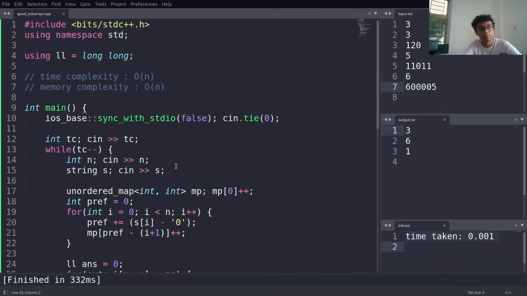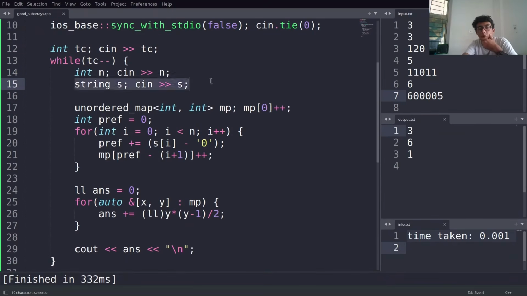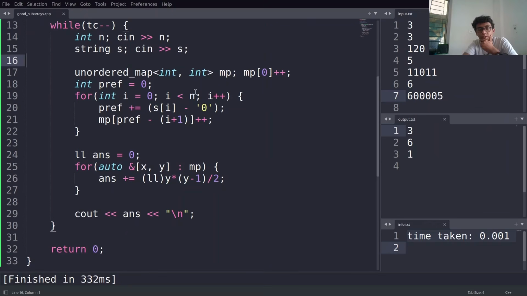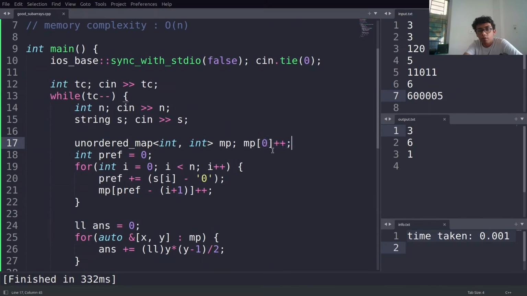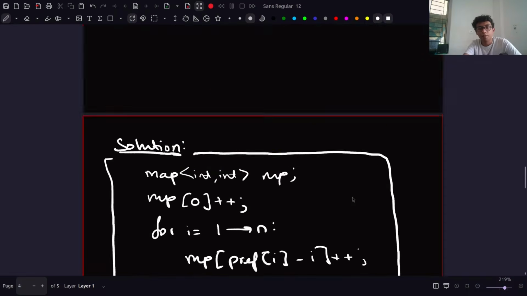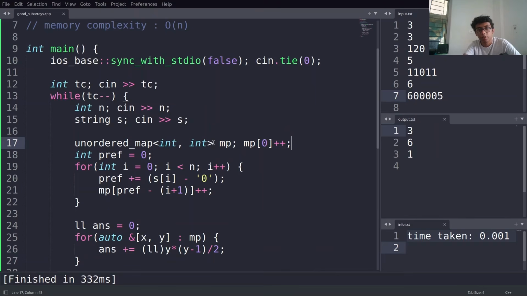I define n and the input is a string, so that's why I'm taking it as a string. Pay attention to the input. We are using an unordered map so that the time complexity remains big O of n. We increment map of 0 because 0 minus 0 also must be counted. Because our L and R are half open intervals, each interval is mathematically something like this, R comma L. So that's why we need to consider L equals 0 as well.